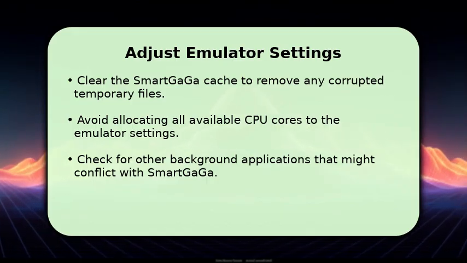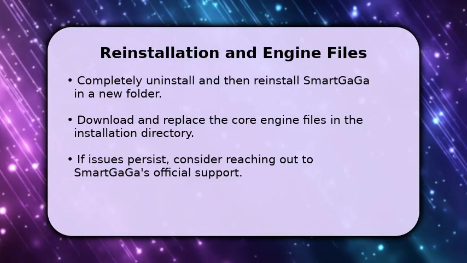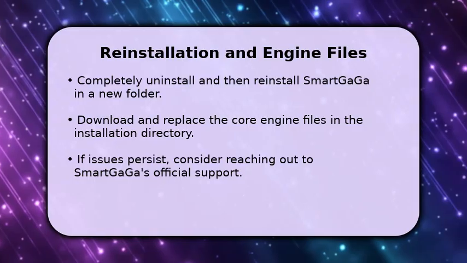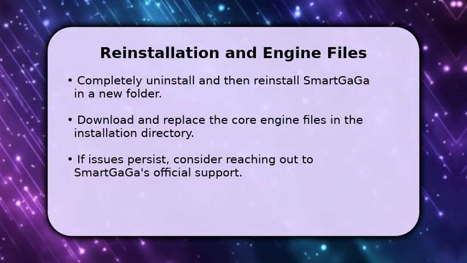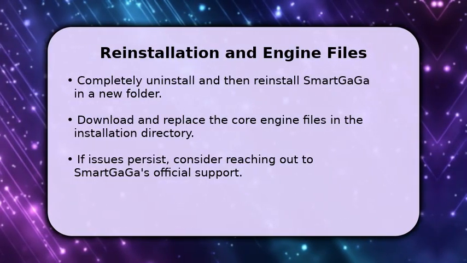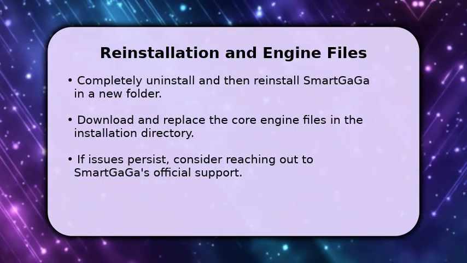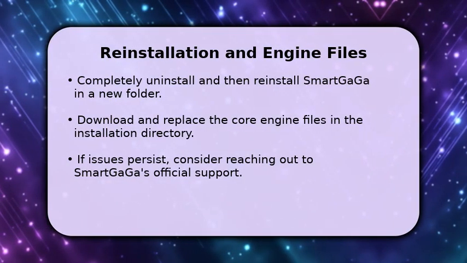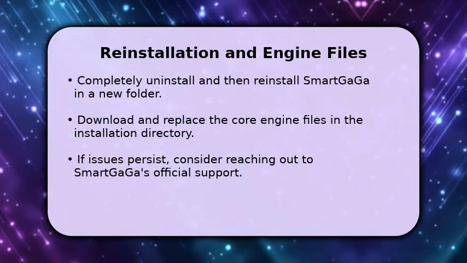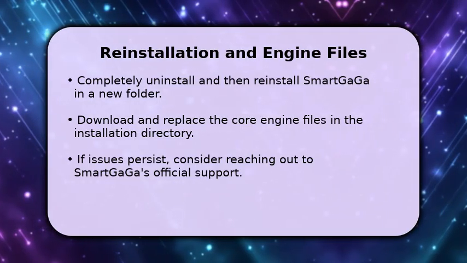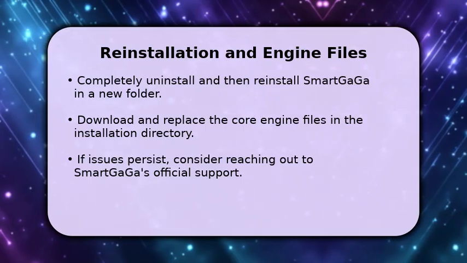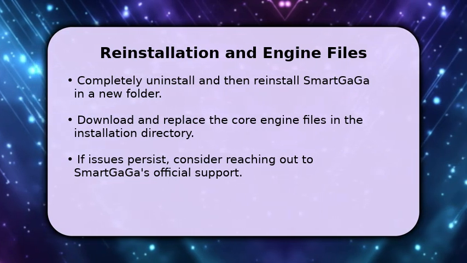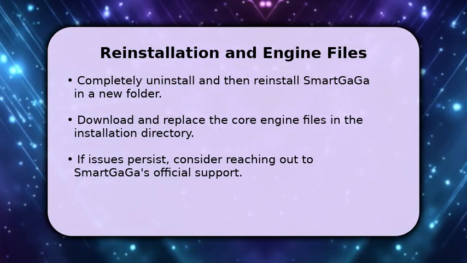If previous steps haven't resolved the issue, a fresh start can be beneficial. Completely uninstall SmartGaga, then reinstall it into a different folder than before. This ensures no corrupted files remain. Many start engine failed errors, including error code 1, can be fixed by downloading and replacing specific engine files within the SmartGaga installation directory. If, after all these steps, the problem continues, it is advisable to contact SmartGaga's official support for more personalized assistance.